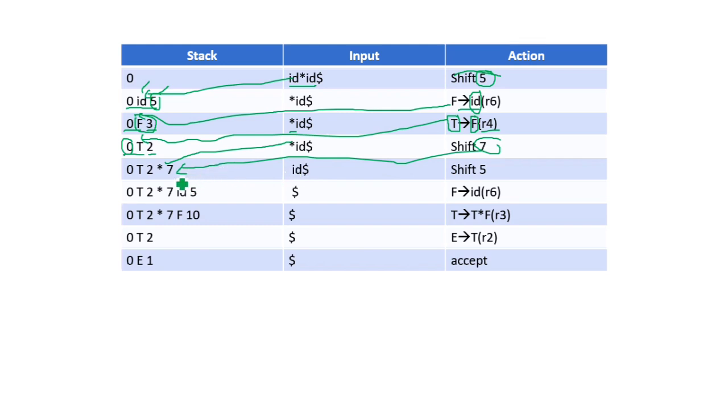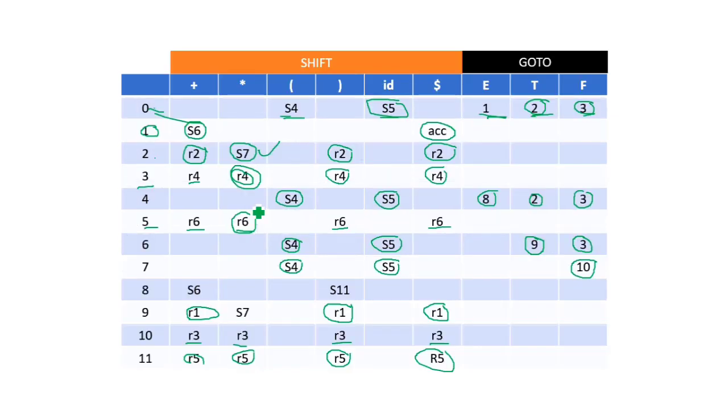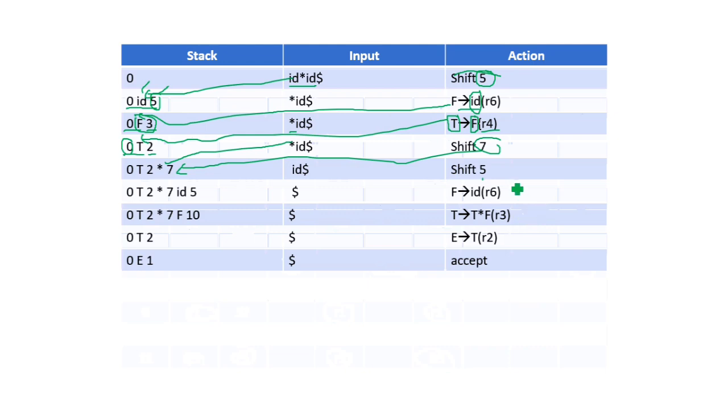Now 7 is on the left side, ID is on the right side. So 7 comma ID is actually shift 5. So go to the table, 7 and ID is here. It is shift 5, S5. So if it is a shift action, again push one element from the input to the stack. So ID is pushed inside the stack now. Then push the corresponding number. So 5 has been pushed now.